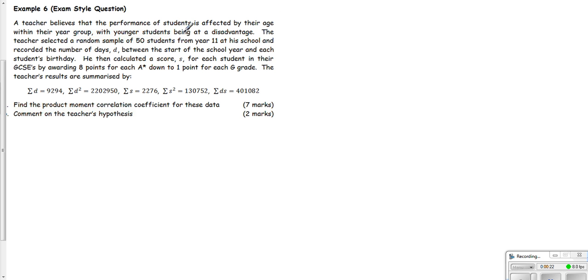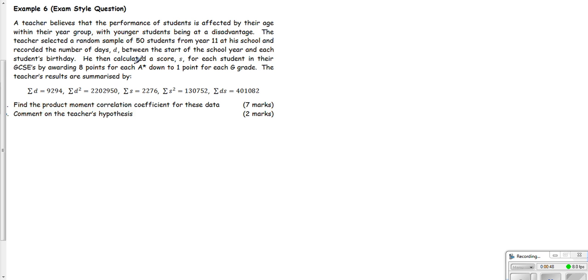So the teacher believes this is true, and so they've selected 50 students from year 11, and they've recorded the number of days between the start of the school year and each student's birthday. So the start of the school year is 1st September generally, and so if a student was born in October, that would be quite a low number. That would be something like 30 or 40. Whereas if you were born in July, you're getting on towards a year later, so D might be something like 300 in that case.